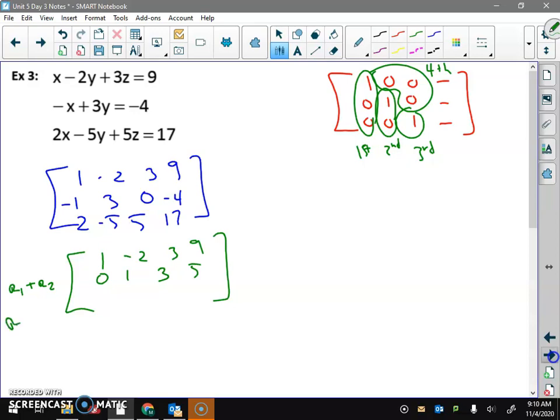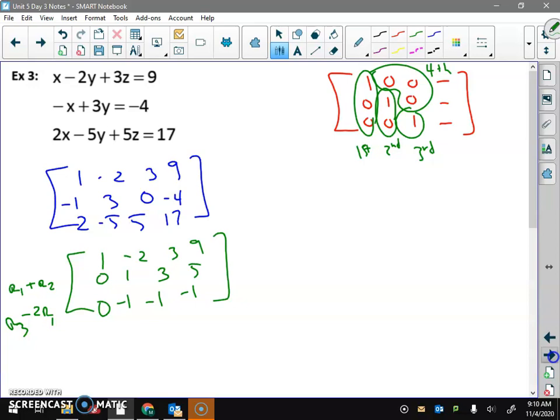Row 3 minus 2 row 1s. 2 minus 2 is 0. Negative 5 plus 4 is negative 1. 5 minus 6 is negative 1. 17 minus 18 is negative 1.